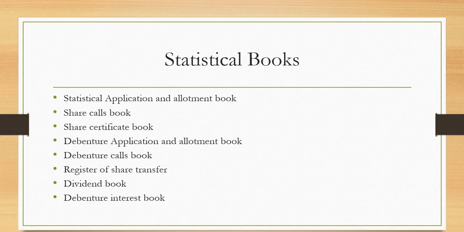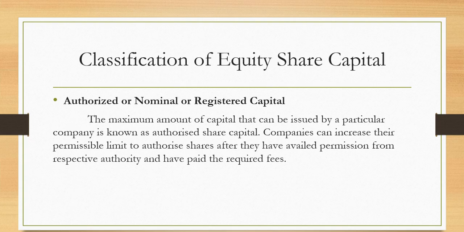Debentures. Statistical books: Share Application and Allotment Book, Share Calls Book, Share Certificate Book, Debenture Application and Allotment Book, Debenture Calls Book, Register of Share Transfers, Dividend Book, Debenture Interest Book.